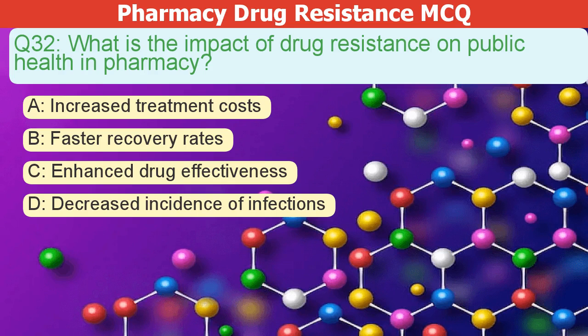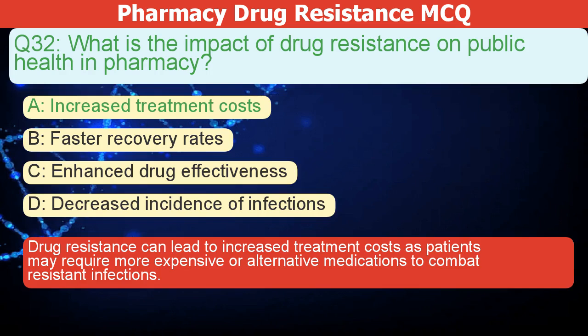A. Increased treatment costs. B. Faster recovery rates. C. Enhanced drug effectiveness. D. Decreased incidence of infections. The correct answer is A. Drug resistance can lead to increased treatment costs, because patients may need more expensive or alternative medications to fight resistant infections.